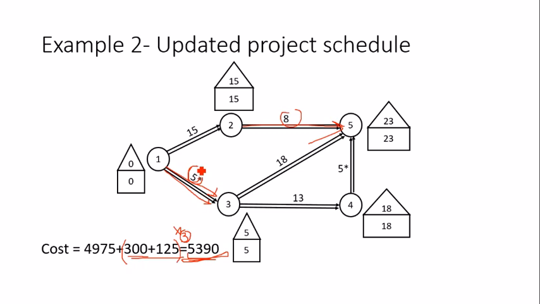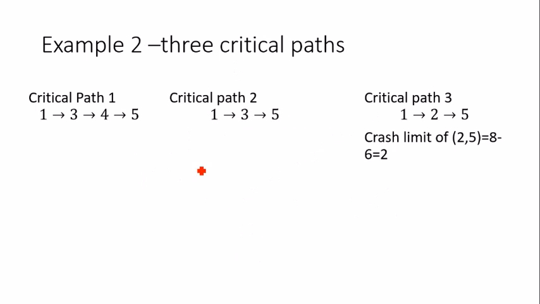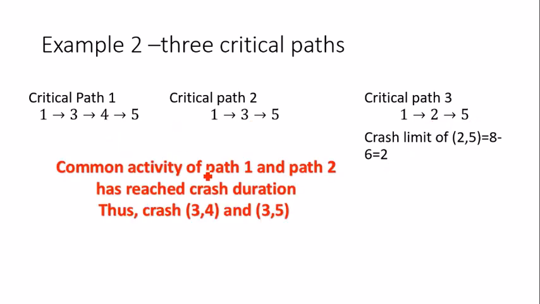The only difference is here also I have 3 critical paths, but this time the common activity 1 to 3 is not available for crashing because it has already reached its crash duration. While for this path, obviously I still will compute the crash limit of 2 to 5 because it still remains the minimum slope activity. So for path 3 it's still the same, but for paths 1 and 2 this time the common activity has reached crash duration.